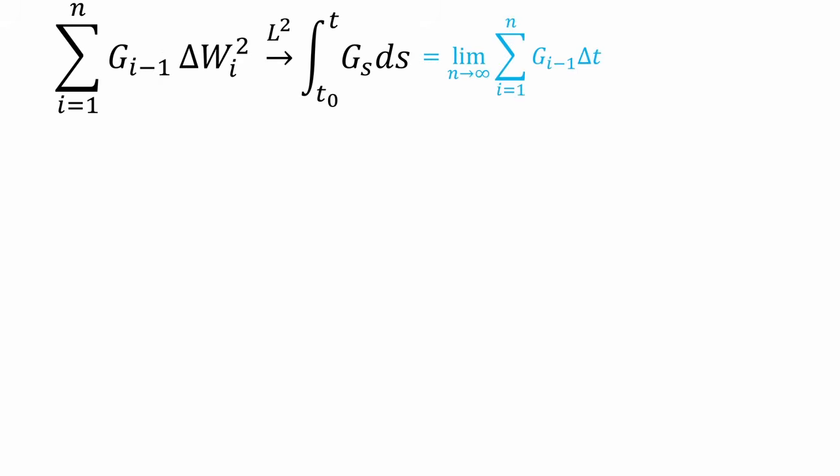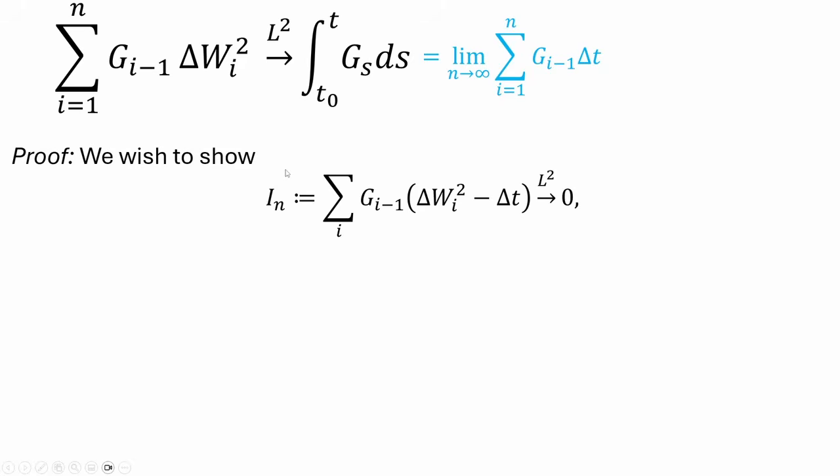First, put the integral on the right-hand side as a limit of a Riemann sum: the limit of the sum over i of g_{i-1} Δt. Let's consider I_n, the difference between the sum on the left-hand side and the one on the right-hand side. And we wish to show that this I_n converges to 0 in a mean square sense. That is to say, the expected value of I_n squared tends to 0.